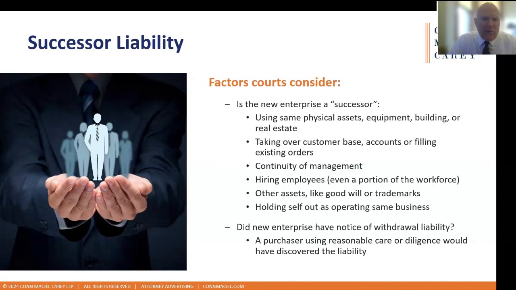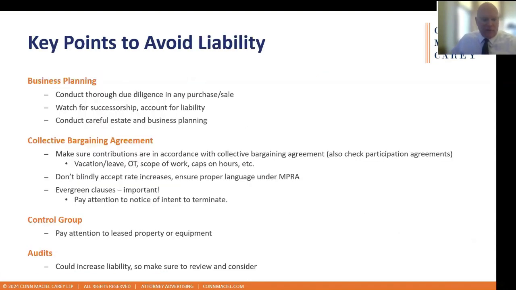And you did all this due diligence, but you didn't do due diligence on the withdrawal liability. You just accepted this representation. That reliance wasn't reasonable. Therefore, they said you had constructive notice of the withdrawal liability, and they held the purchaser liable for the seller's withdrawal liability, which certainly seemed a little unfair. But that's the way these things can go under a successorship analysis.